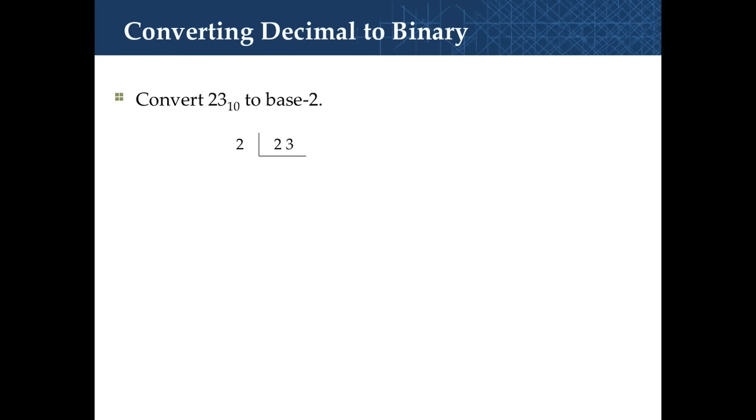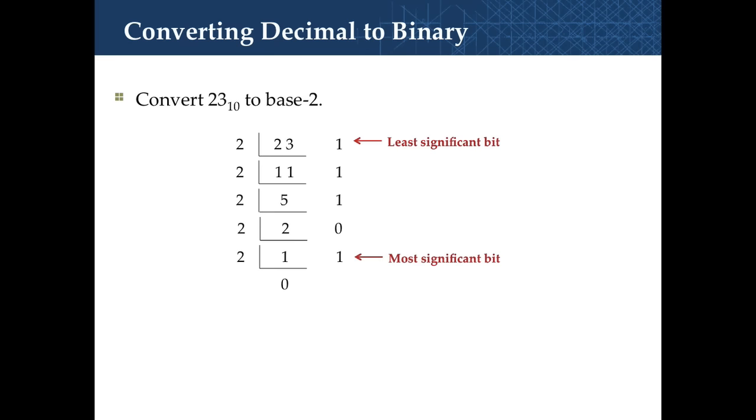So we have 23 divided by 2 is 11 with a remainder of 1. So that's our first bit, our first rightmost bit. Then I'll take the 11, divide it by 2, and get a remainder of 1 again. So we have the next bit. Take the 5, divide it by 2, remainder of 1, 2 divided by 2, remainder of 0, 2 into 1 is a remainder of 1, and we're done.